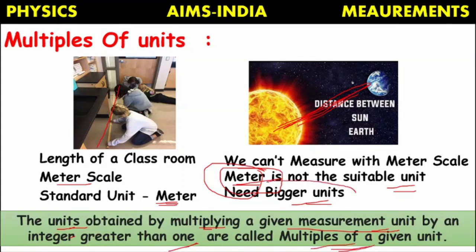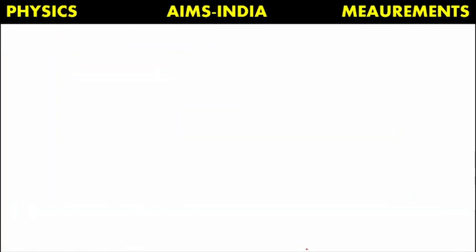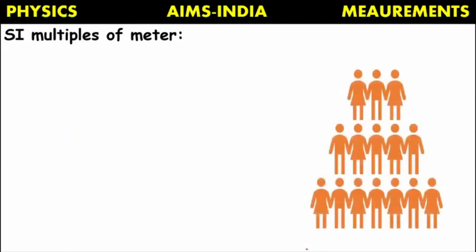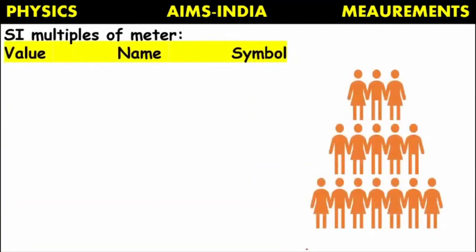We are saying that there is a need of bigger units. How to get those bigger units? When the given standard unit is multiplied by an integer greater than 1, then we will get multiples of the given unit. So in this way we will get multiples of the units. So let's see some SI multiples of meter. Let's see their value, multiple name and multiple symbol.